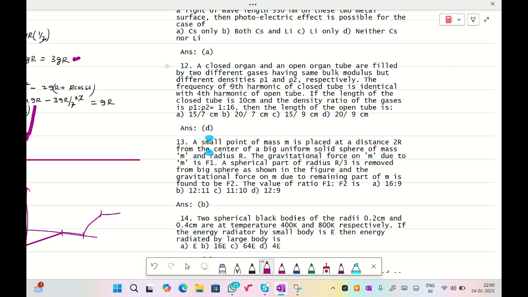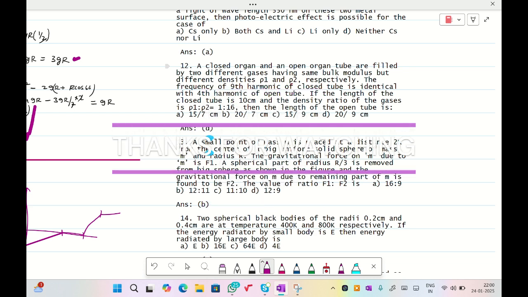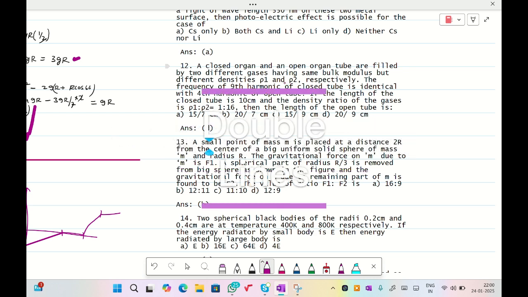P is given as the same, because for gases velocity is root over gamma P by rho. And they have different densities, rho 1 and rho 2: in the closed organ pipe rho 1, in the open organ pipe rho 2, respectively. The frequency of the 9th harmonic of the closed tube is equal to the 4th harmonic. Harmonic means fundamental frequency. In closed organ pipes, even harmonics and overtones are not possible: F0, 3F0, 5F0, 7F0, like that.